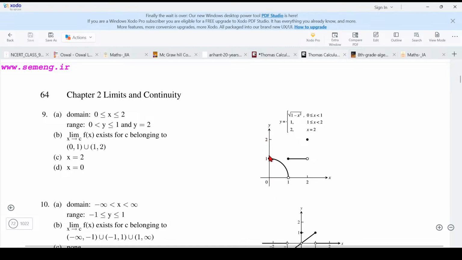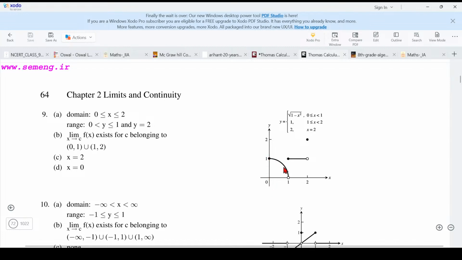Range you have to express in terms of the y-axis. Sir, will you take 0 to 1 or 0 to 2? You should tell: what all points on the y-axis are covered in the range? 0 to 1 is entirely covered, right? 0 is not covered, open bracket, 0 to 1 close bracket. So this entire thing is covered.